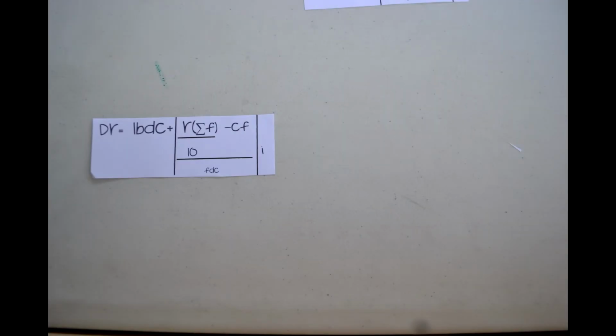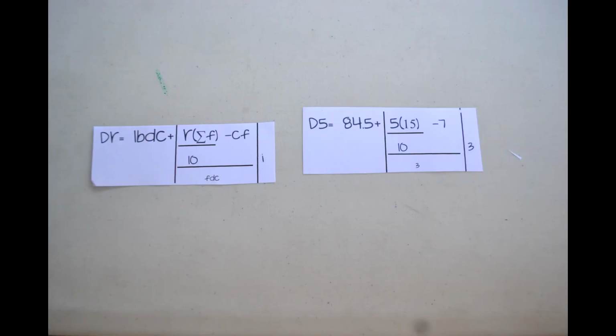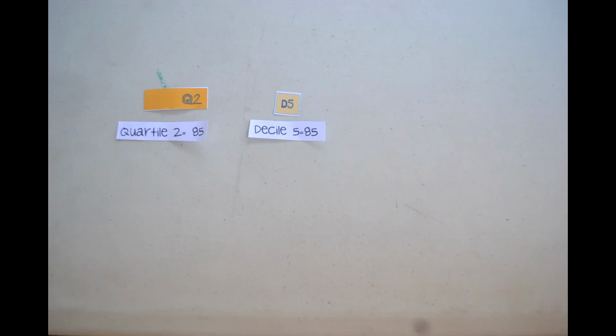The next thing we are going to solve are deciles. Deciles can be solved using this formula: DR is equal to LBDC plus R times summation of F divided by 10 minus CF divided by FDC times I. We will use this formula in finding decile 5. 5 times 15 divided by 10 minus 7 divided by 3 times 3 is 0.5. Add it to 84.5 and you will get 85. Notice that decile 5 is equal to quartile 2. If you got the same answer, it means you solved it properly.